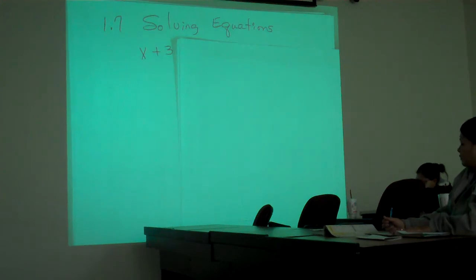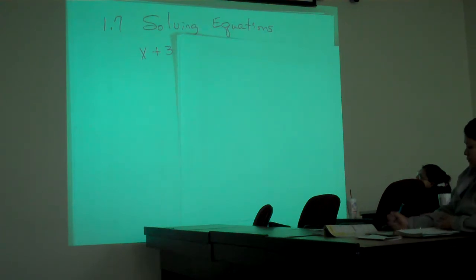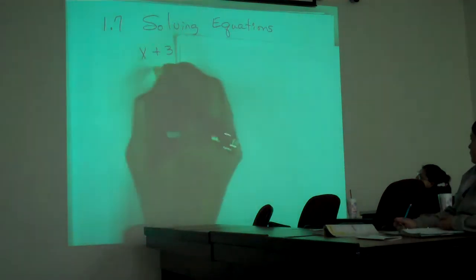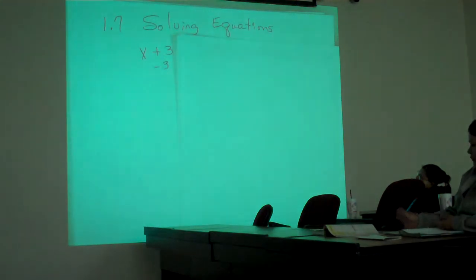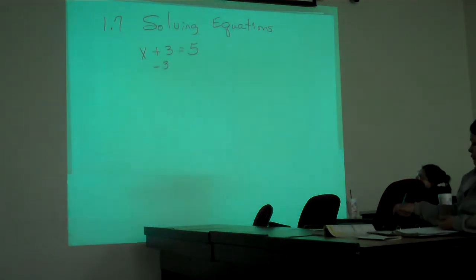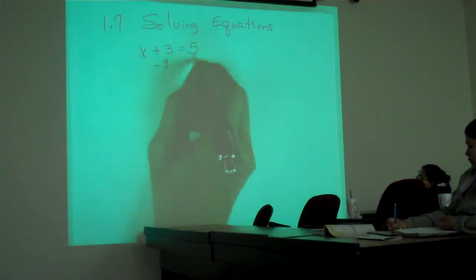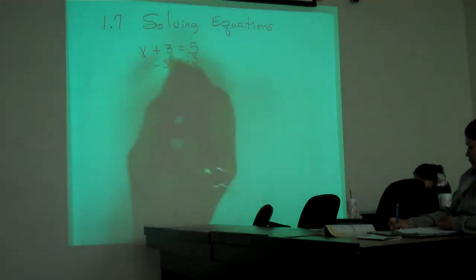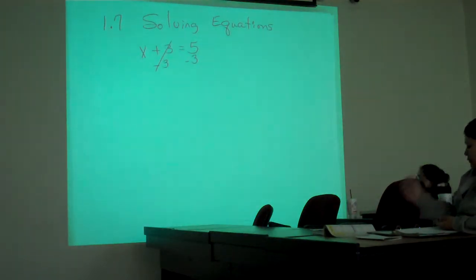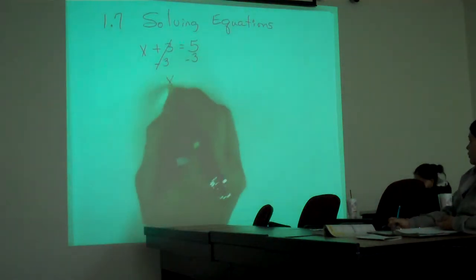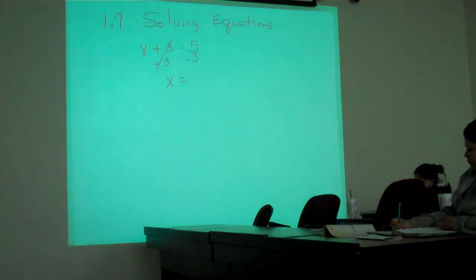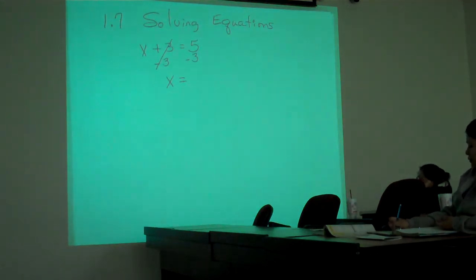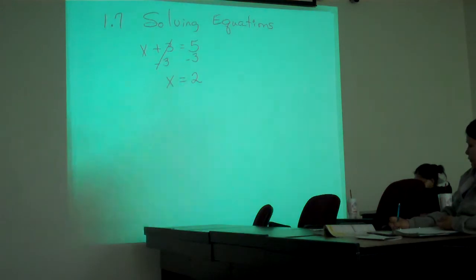To get that 3 away from there, we need to subtract it. If it was added, the opposite is subtracting. So we're going to subtract 3, but you can't subtract 3 from one side without subtracting it from the other side also to keep the equation equal. Okay? This is 0, so that cancels out. All that's left on that side of the equal sign is x. And then 5 minus 3 is 2.